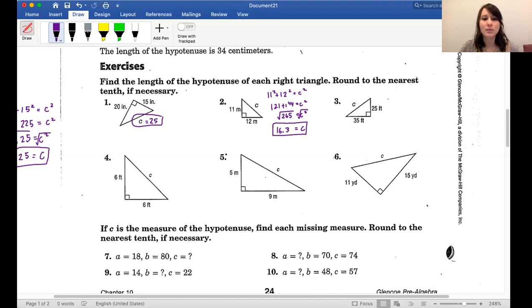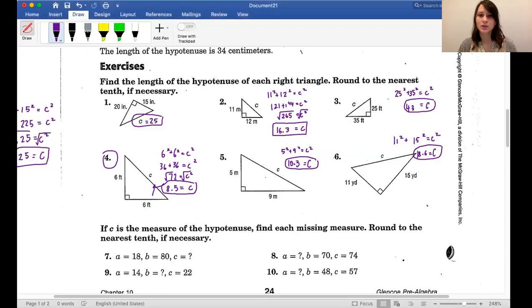Okay, I'm just gonna do one more. I'll probably do 4, and then I'll put up the answers for 3, 5, and 6. You can work those out and double check to see if you're doing it right, okay? 6 squared plus 6 squared equals c squared. 6 squared is 36. So I have 36 plus 36, and 36 plus 36 is 72. Square root both sides. 72 square rooted is 8.48. So rounded is 8.5. There you go.